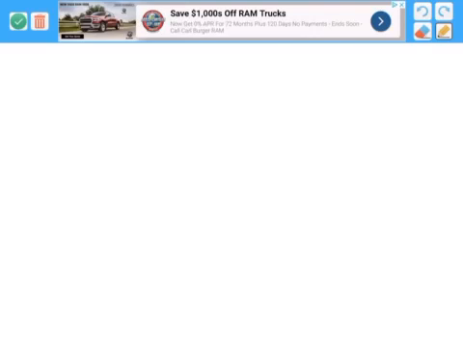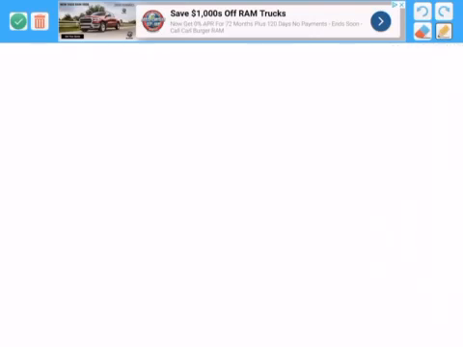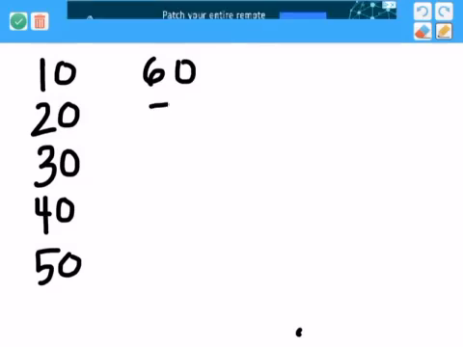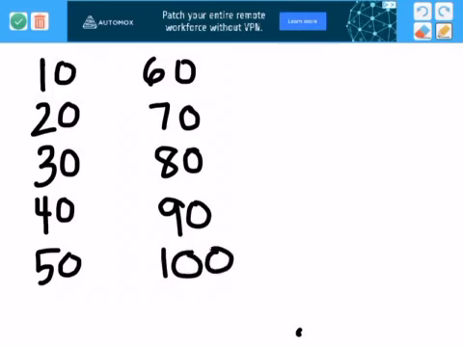So if I count up by tens, I'm just going to draw or write the number. So I have 10, 20, 30, 40, 50, look over here, 60, 70, 80, 90, 100.